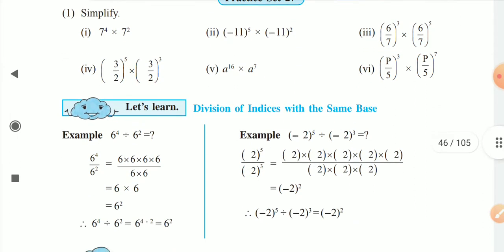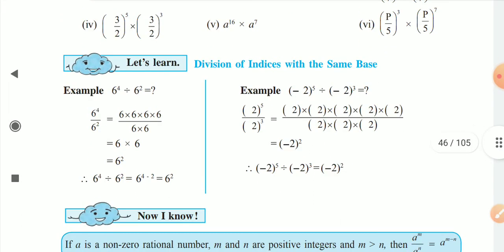This 27 I told you. Some students sent it to me, but the remaining students have not yet sent it. So all of you send it. And these two examples we also saw yesterday.